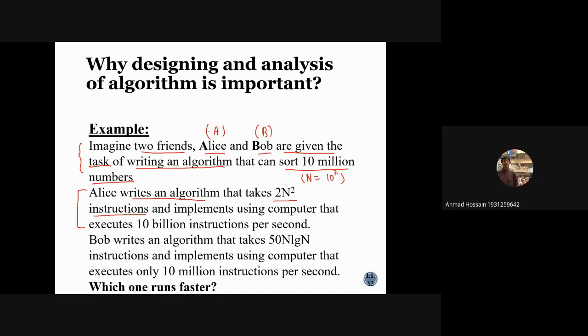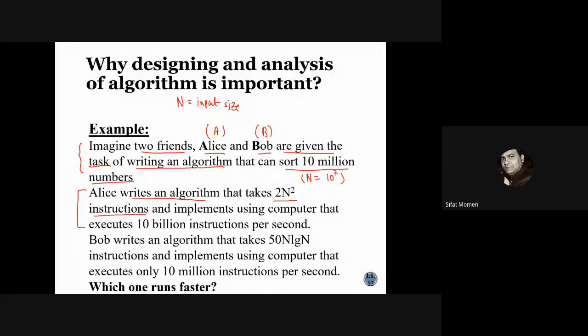10 to the power 7. n is the input size, right? So Alice writes an algorithm, and her algorithm takes twice n square instructions to solve the problem. Is it clear, Nakina? Yes, sir.